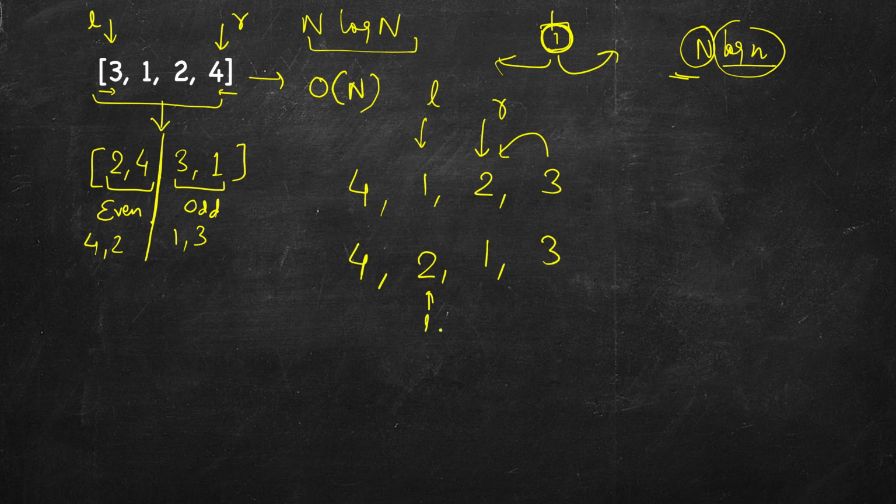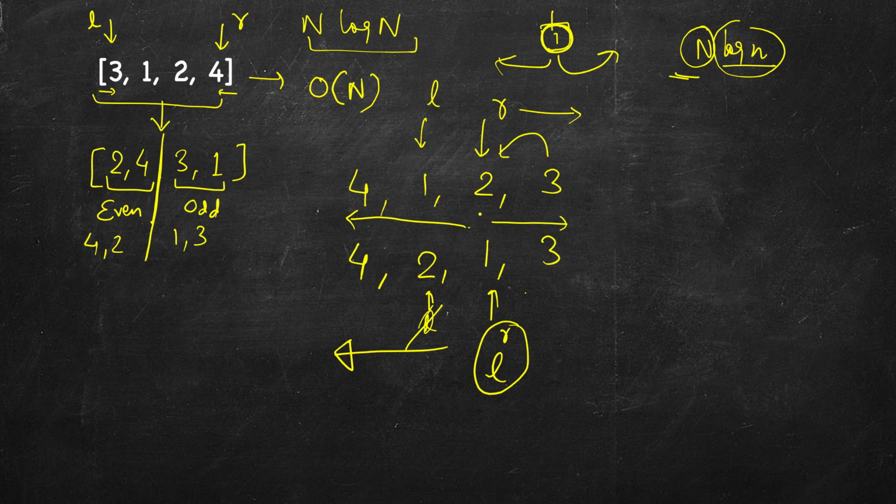Now L is here, R is here, but L is already even, so we will advance L. So L comes here. Now L and R are equal. So that means everything before left is even and everything after right is odd. This we are maintaining right from the beginning. First odd we encounter, we move it to the position of R, which will be the first even from right. So when this becomes equal, that means everything to the left of this is already even and everything to the right of this is already odd. So we are done. So we stop. So when these two pointers overlap, we stop.